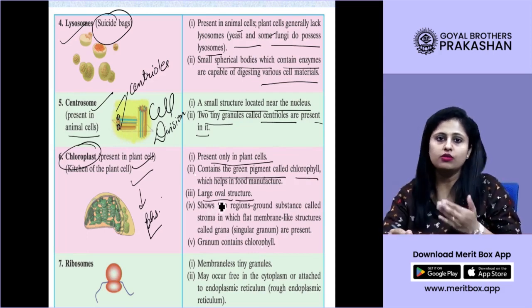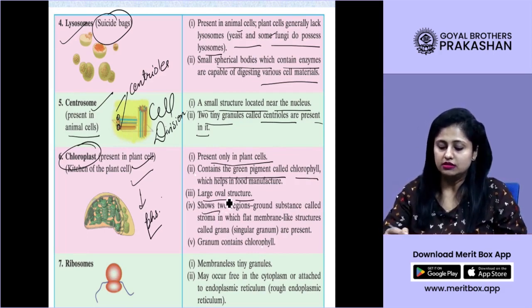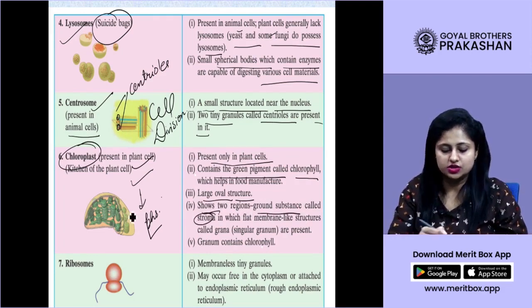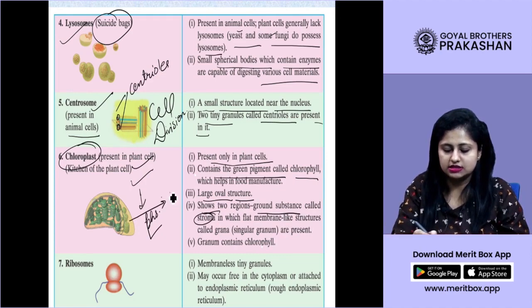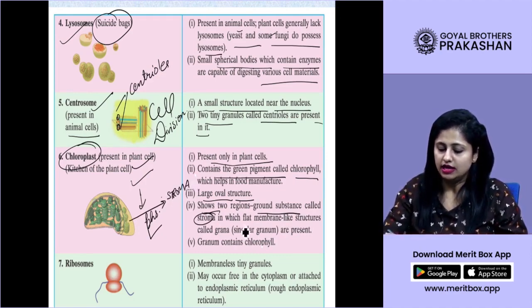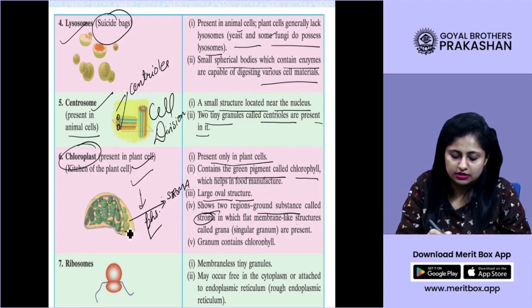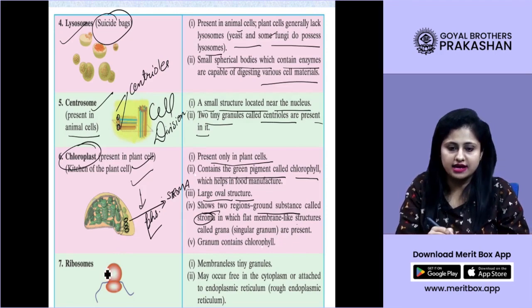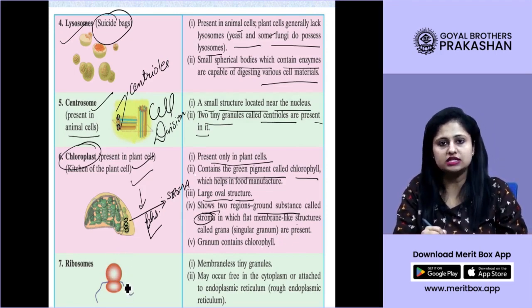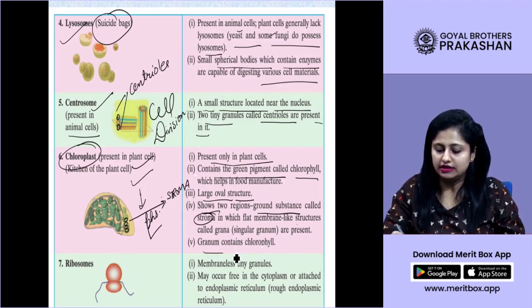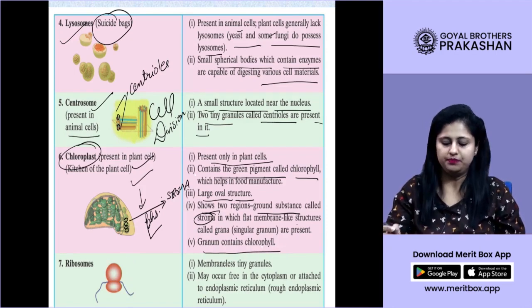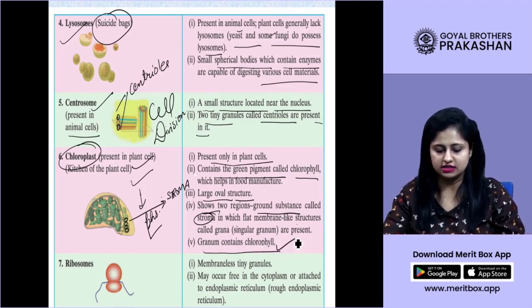They are large and oval shaped. They show two regions, ground substance, which is known as stroma, this blank space, this is known as stroma, in which flat membrane like structures called grana are present. So, these are the grana or granum. These structures are present in the stroma. And granum contains chlorophyll, which we have already discussed.